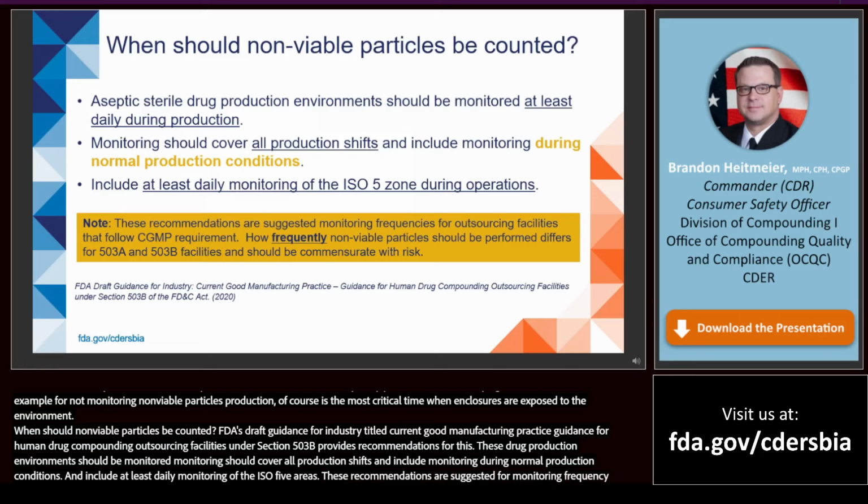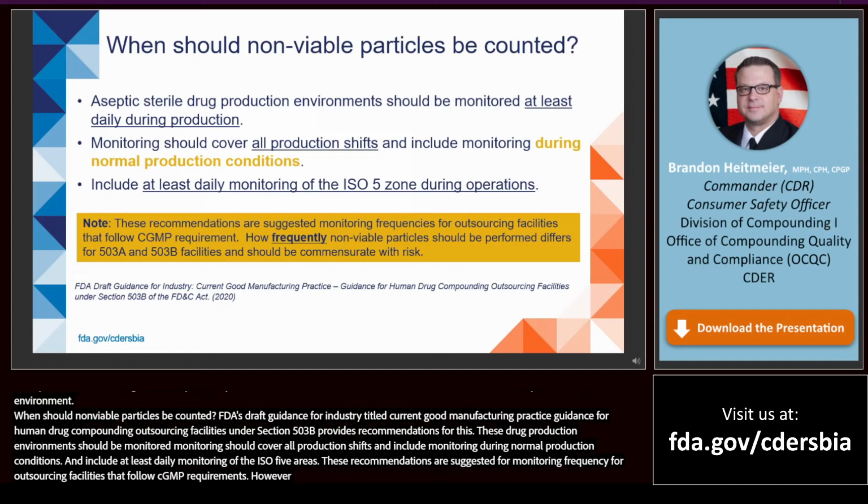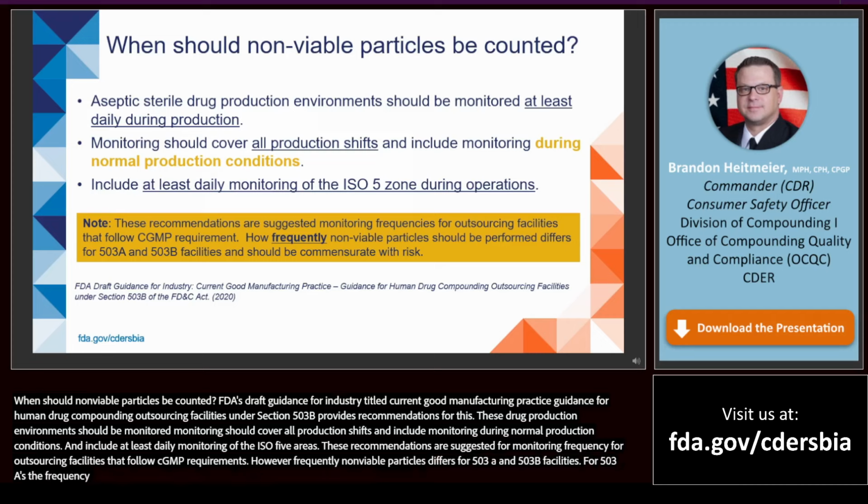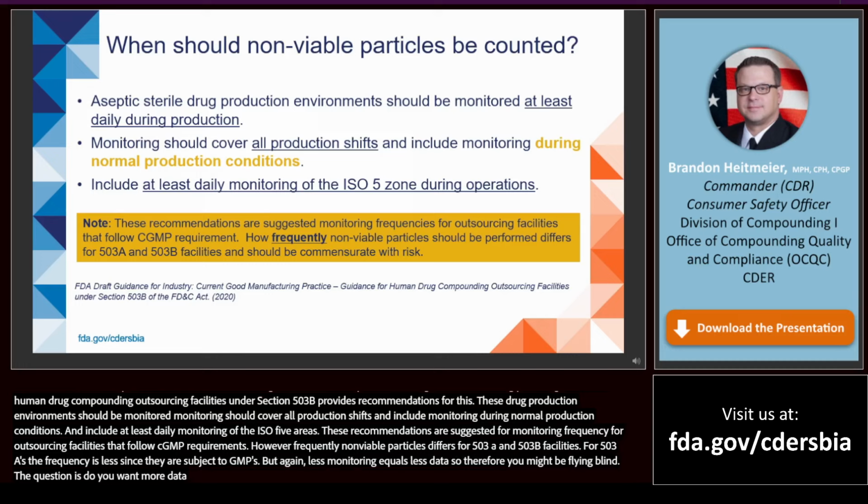However, the frequency of non-viable particle monitoring differs for 503A and 503B facilities. For 503As, the frequency is less since they are not subject to GMPs. But again, less monitoring equals less data, so therefore you might be flying blind. So the question is, do you want more data about your environment or do you want less? More in this case is always better.